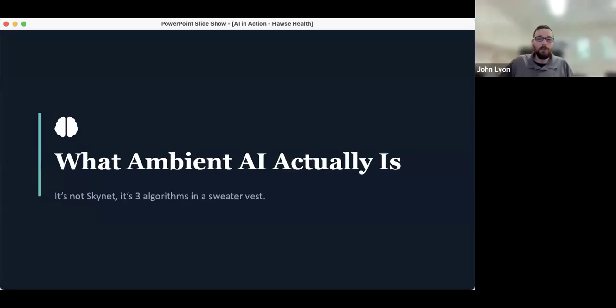All right. So what exactly is ambient AI? It seems almost mythological. Very few people can explain what it is or what it does. But I love pulling the curtain back, like in The Wizard of Oz, and it's not Skynet. It's math in a sweater vest. Next slide, please.